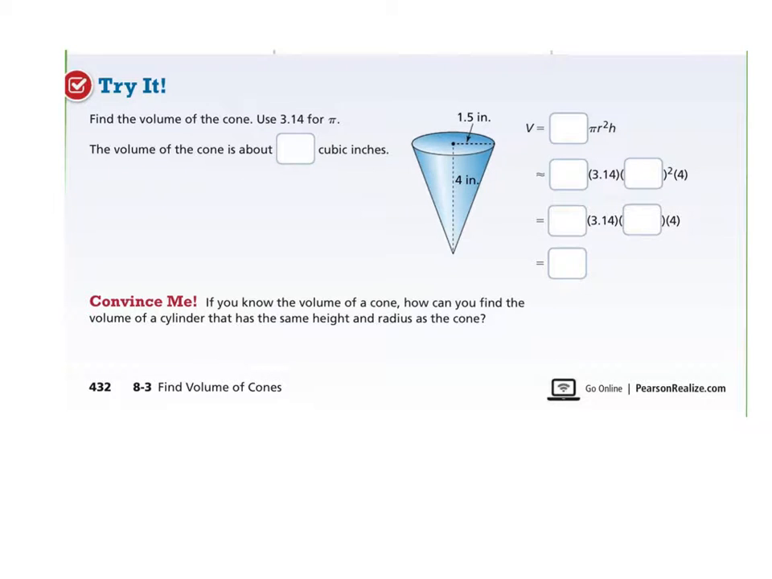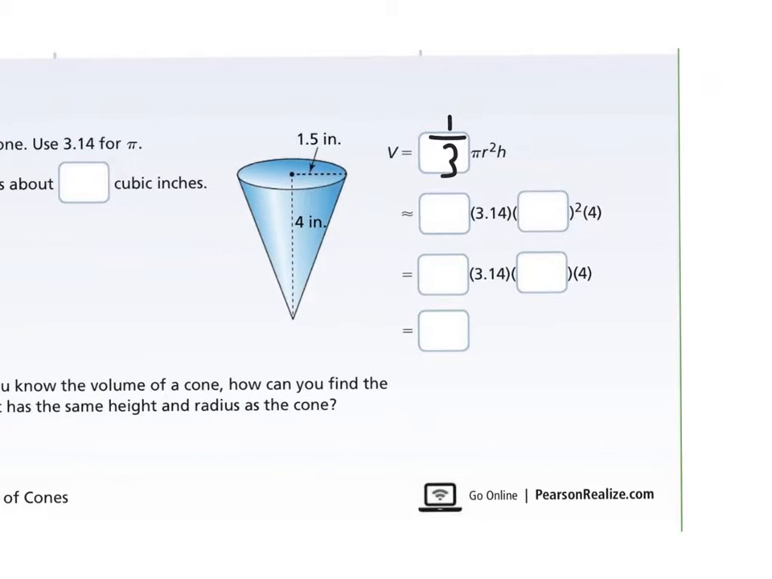So we look at the Try It. They want us to find the volume of this cone, and we're going to use 3.14 for pi. Our formula we just mentioned is 1/3 pi r squared h. So 1/3 times, we're using 3.14 for pi. Our radius is 1.5. So we'll have a 1.5 squared and then times the height, which is 4.